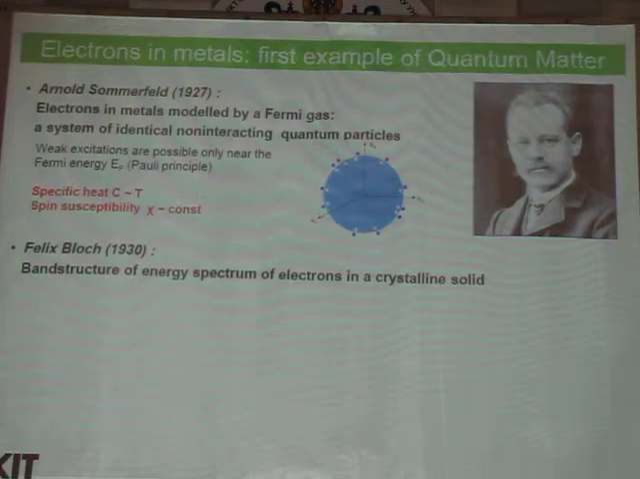Okay, electrons in metals. The first example of quantum matter, as you all know. The interesting part in the metal is the conduction electrons. And the physics of the conduction electrons was not understood at all before quantum mechanics was invented. But shortly after the formulation of quantum mechanics, Sommerfeld had a wonderful model for electrons in metals, namely he tried to model them by a Fermi gas, a non-interacting Fermi system.